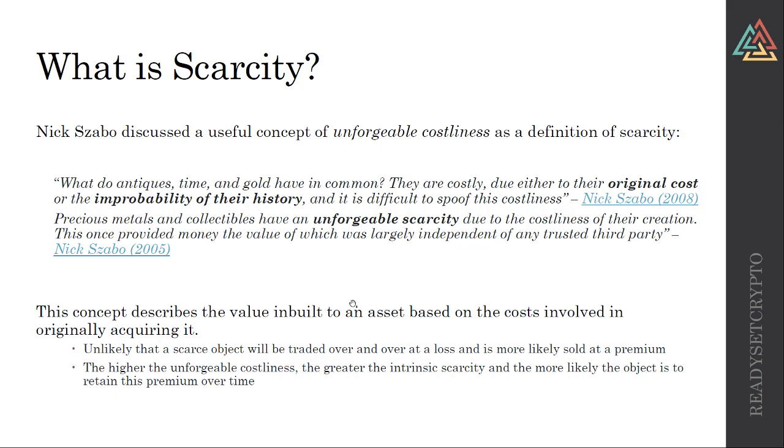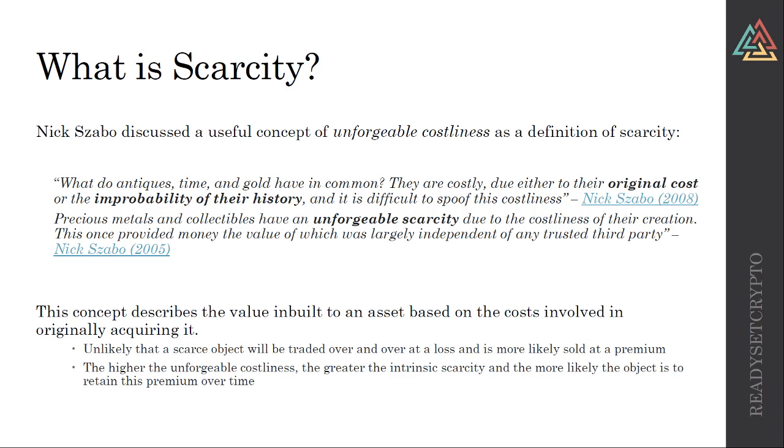So Nick Szabo had a really great summation of what scarcity really is, and it's a concept called unforgeable costliness. By definition, it's what needs to go into that original production of a particular item, whether it's by finding it, by mining it in the case of gold, or even Bitcoin mining it. And what is that original cost?